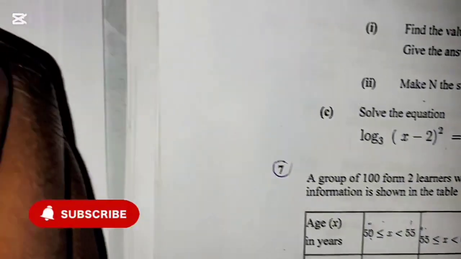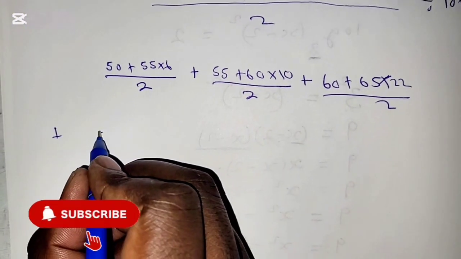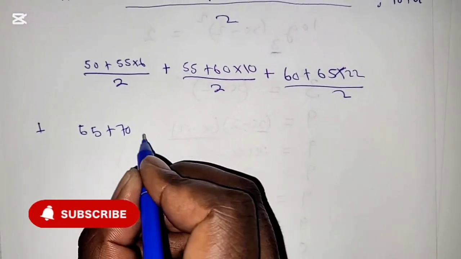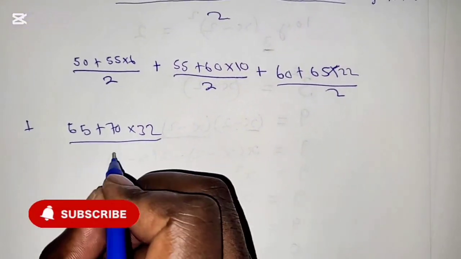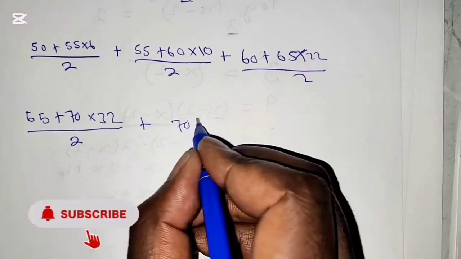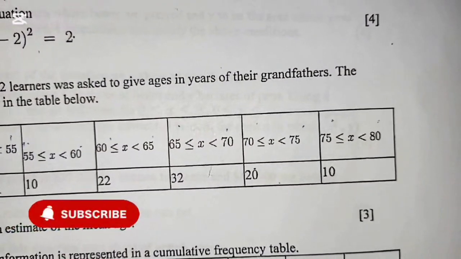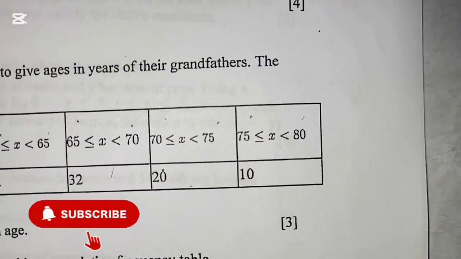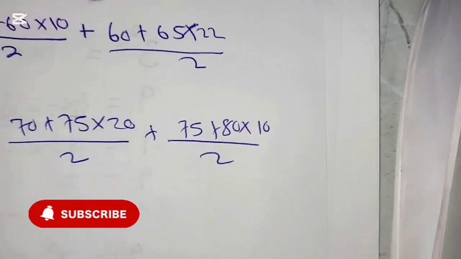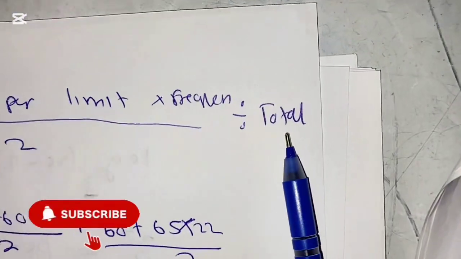Times 22 divided by what? By 2. And plus the other one is 65 plus 70 times 32 divided by what? By 2. And plus the other one is 70 plus 75 times 20 divided by 2. And the last one is 75 plus 80 times what? 10 divided by 2. Okay, so the frequency now, the total number right now, the total, right?